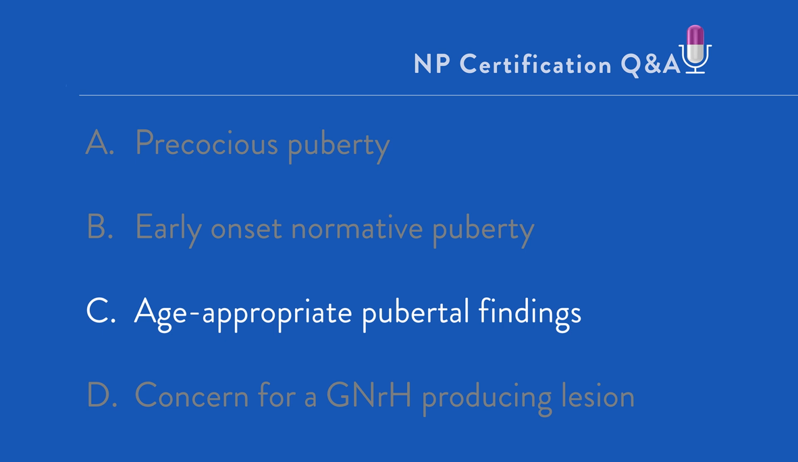C, age-appropriate pubertal finding. This is, of course, the correct answer. You could also follow up at this visit and ask when these changes occurred, and you'll probably hear just a few months ago. And then that can open up a dialogue about anticipating onset of menses within the next 2 to 3 years. As I said, probably more like 2 rather than 3 years, and when the child's growth spurt will start over the next year or so.